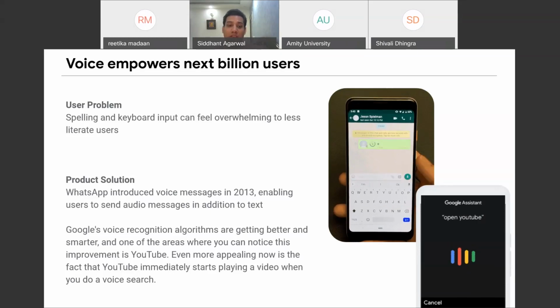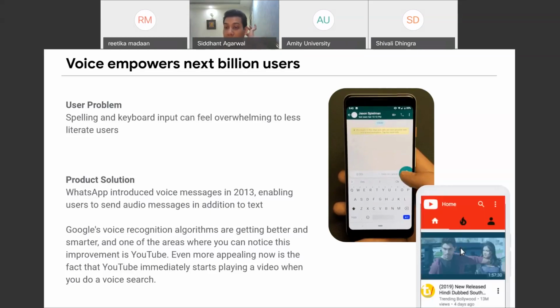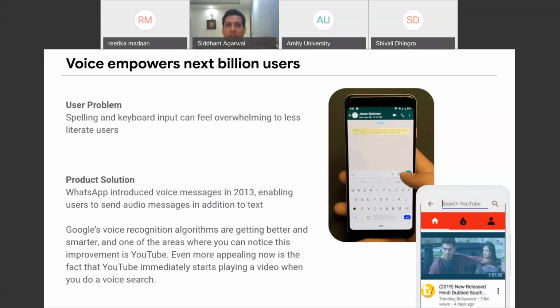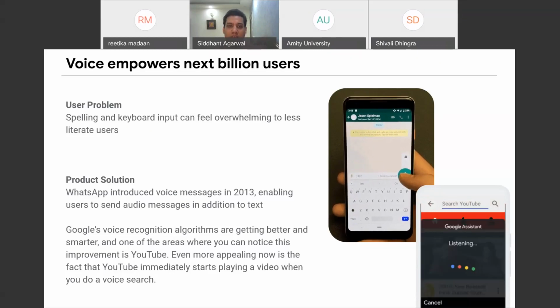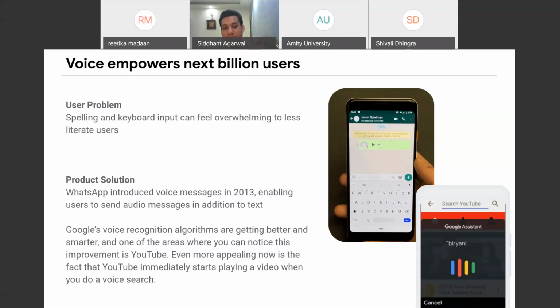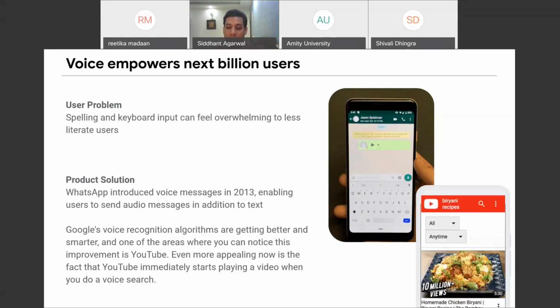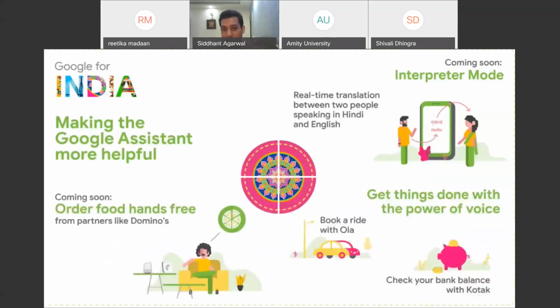Similarly, Google's voice recognition algorithm is getting better and better. You would have seen this integrated in almost all applications these days, with just tapping a button and saying your command, and it performs a task. For YouTube, it immediately starts playing a video when you do a voice search. It's getting more powerful, in fact. Again, last year at Google for India, we talked about real-time translation between two people speaking in Hindi and English. You can book your ride with Ola, check your bank balance, and order food. You can do great things with just the power of voice.